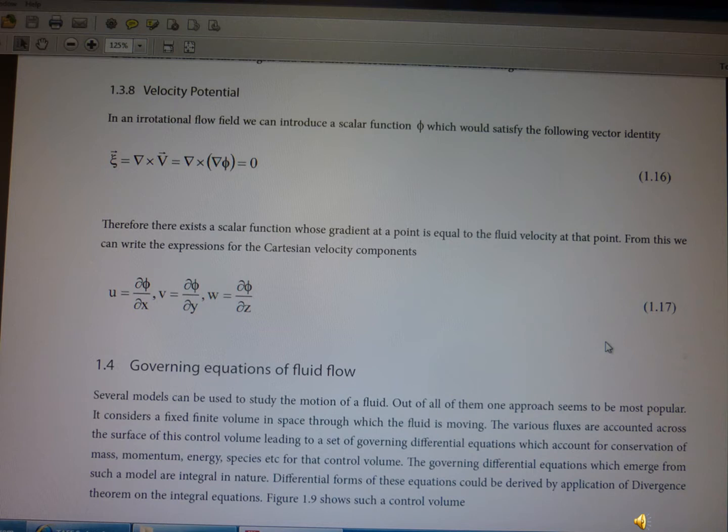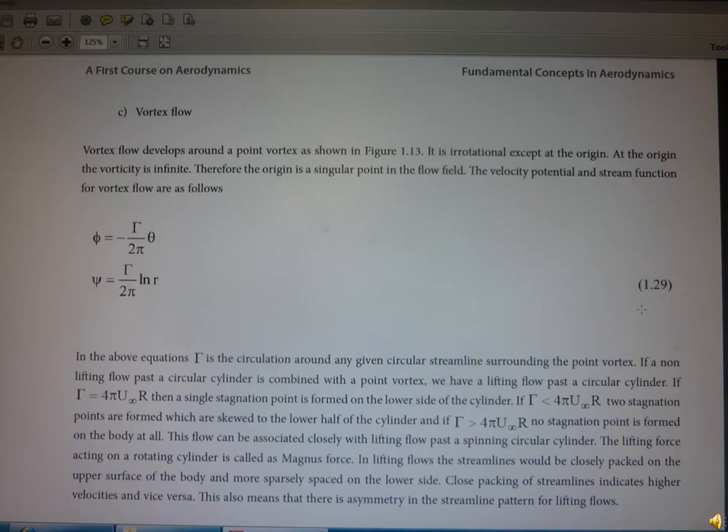Now, the velocity potential: del cross v equals 0, so v equals del phi. So we put u equals del phi by del x, v equals del phi by del y, and w equals del phi by del z. Next, the vortex flow. The vortex flow around a point.